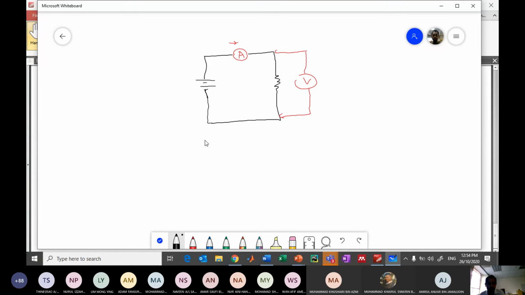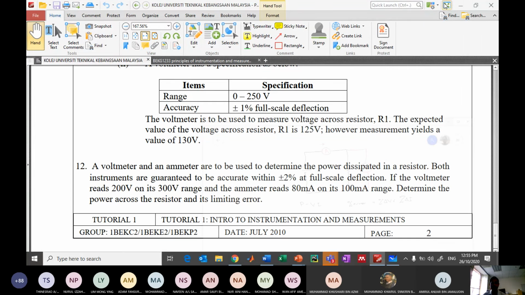So we can use the equation P equals V multiplied by I, and the percent error is going to be the percent error of the voltage plus the percent error of the current. Okay, so the mathematics is straightforward. I'm going to leave it to you.